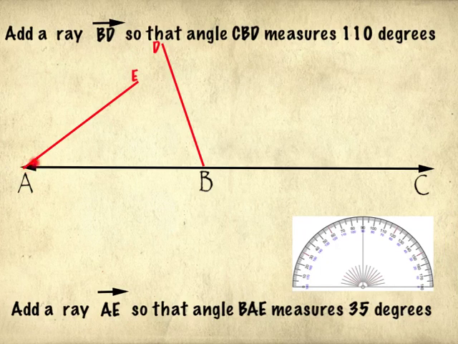and now I have ray AE to make angle BAE measure 35 degrees. And that's really all there is to it. When you're asked to add a ray coming off a line, it just means they want you to measure the angle and add your line coming up.